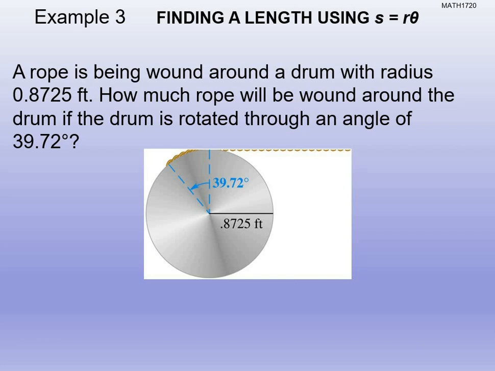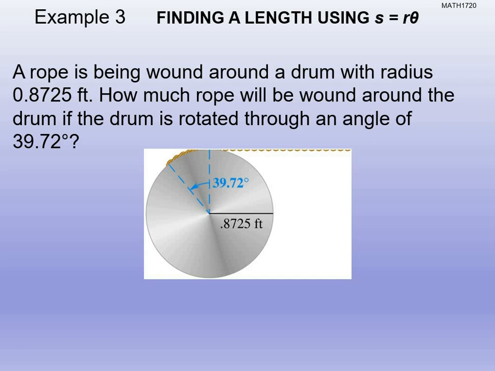All right, let's take another one. We've got a rope that's being wound around a drum with a radius. Think of an old catapult or something like that, where we want to crank something up. We've got a pulley system, pulling it in, winding it in. The drum has a radius of 0.8725 feet. How much rope are we going to need to wind it about 39.72 degrees around the drum? Well, what's your first instinct here?